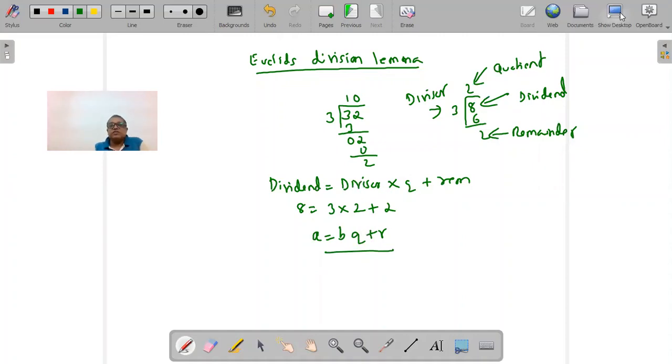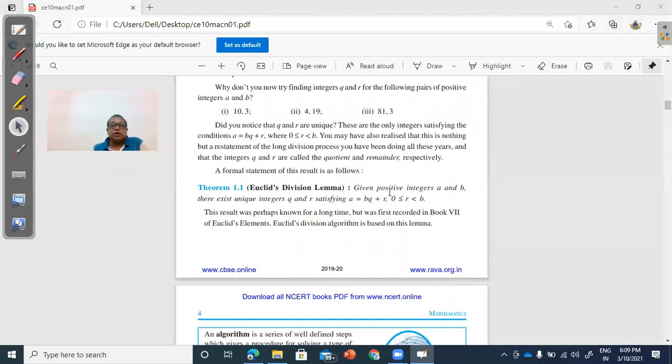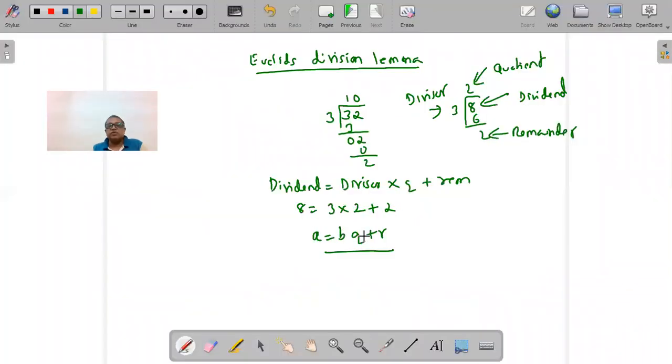Now if I read this statement, Euclid's division lemma: given positive integers A and B, you are given 2 numbers, positive integers. Then they are saying there exist unique integers Q and R satisfying the relation A equals BQ plus R. What is A equals BQ plus R? That I have explained. Dividend is equal to divisor into quotient plus remainder. They further say that R will always be greater than or equal to 0 and less than B.